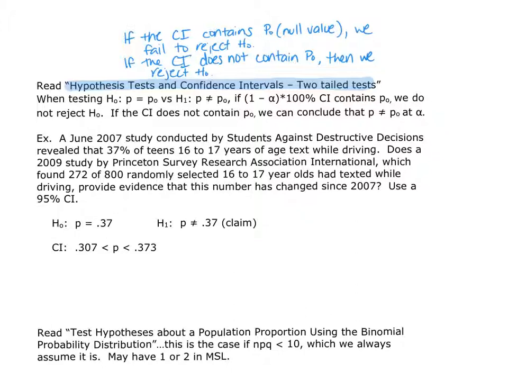So our null hypothesis was that our proportion is equal to 0.37, and our alternative is that that proportion or that percent has changed, so p is not equal to 0.37. If we were to calculate our confidence interval for the proportion of teens age 16 to 17 who text while driving, it is between 0.307 and 0.373. Because our null value is inside of our confidence interval, we fail to reject.